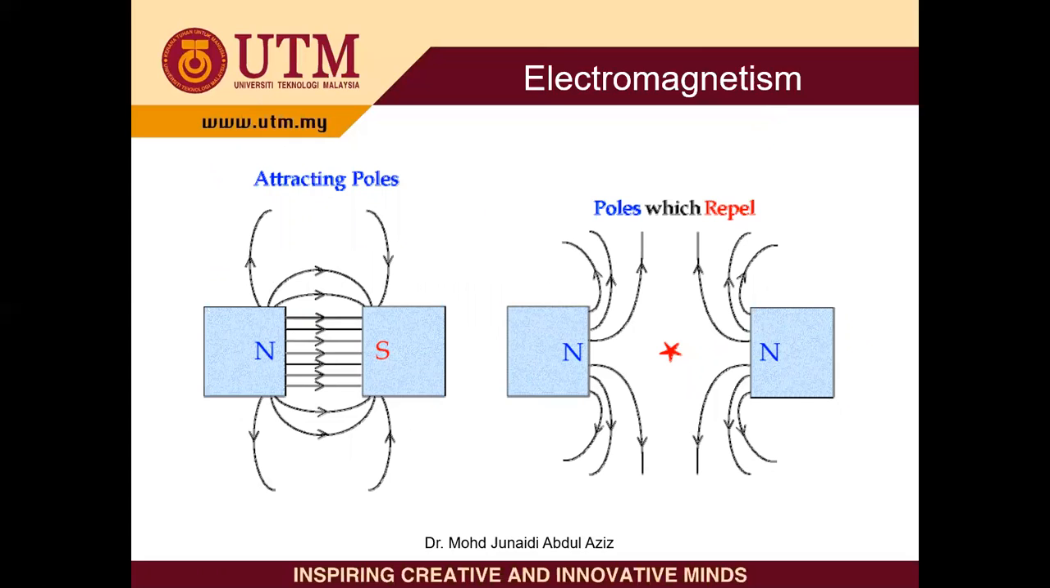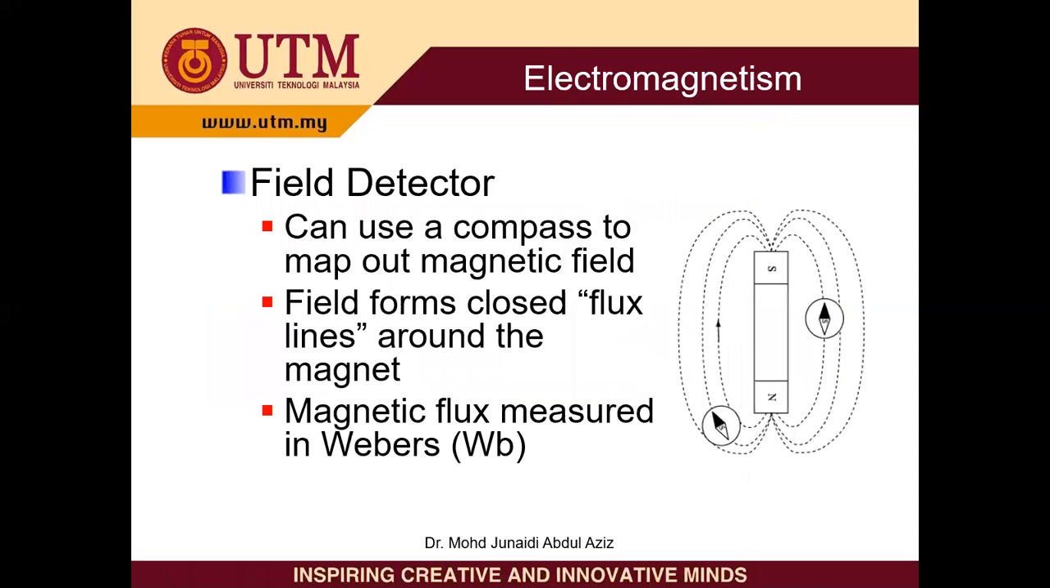So if you have different poles, they will attract, meaning the flux goes from north to south and they attract each other. But if you have similar poles, they will oppose. And you can detect the flux and the north pole by using a compass and so on. This magnetic flux, from north to south, can be measured in Webers, or Wb.